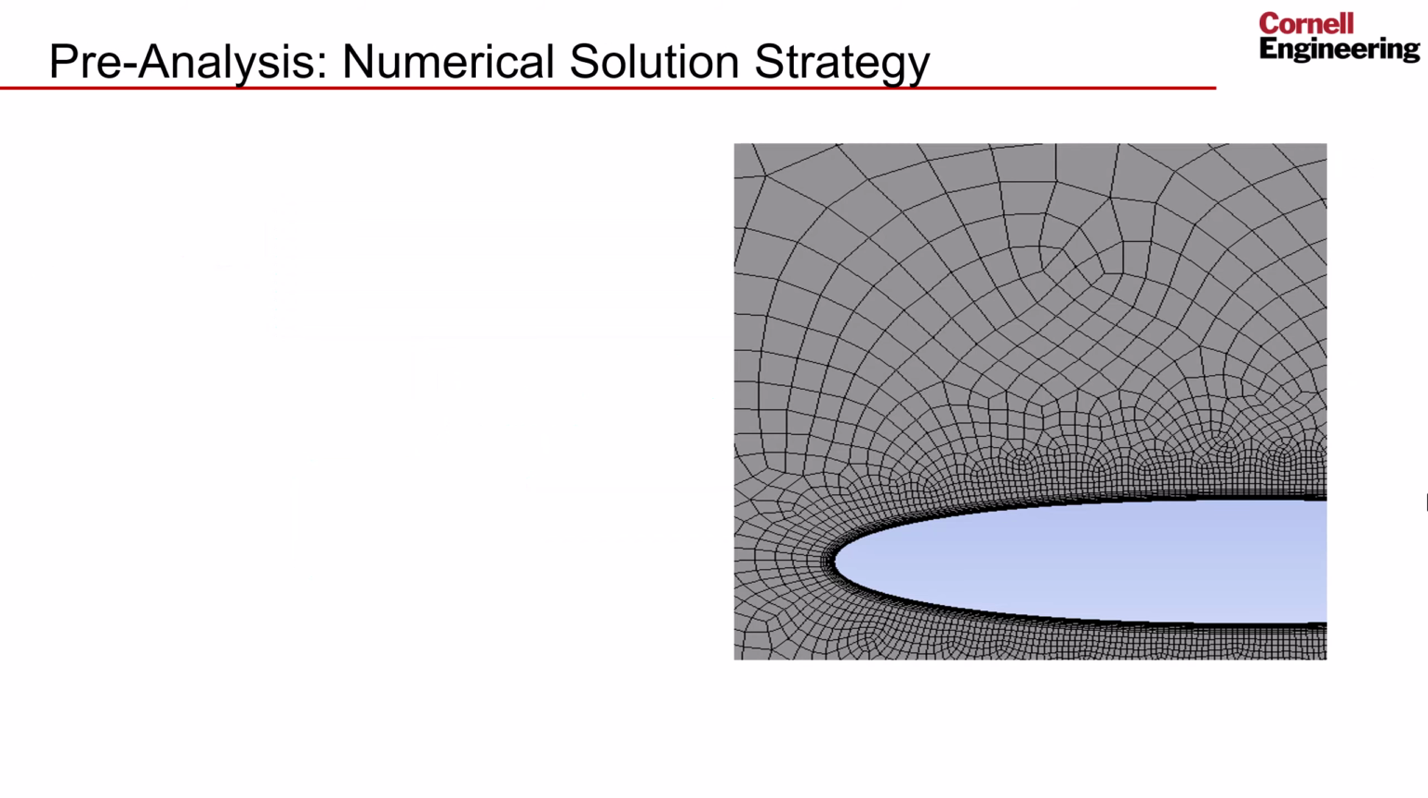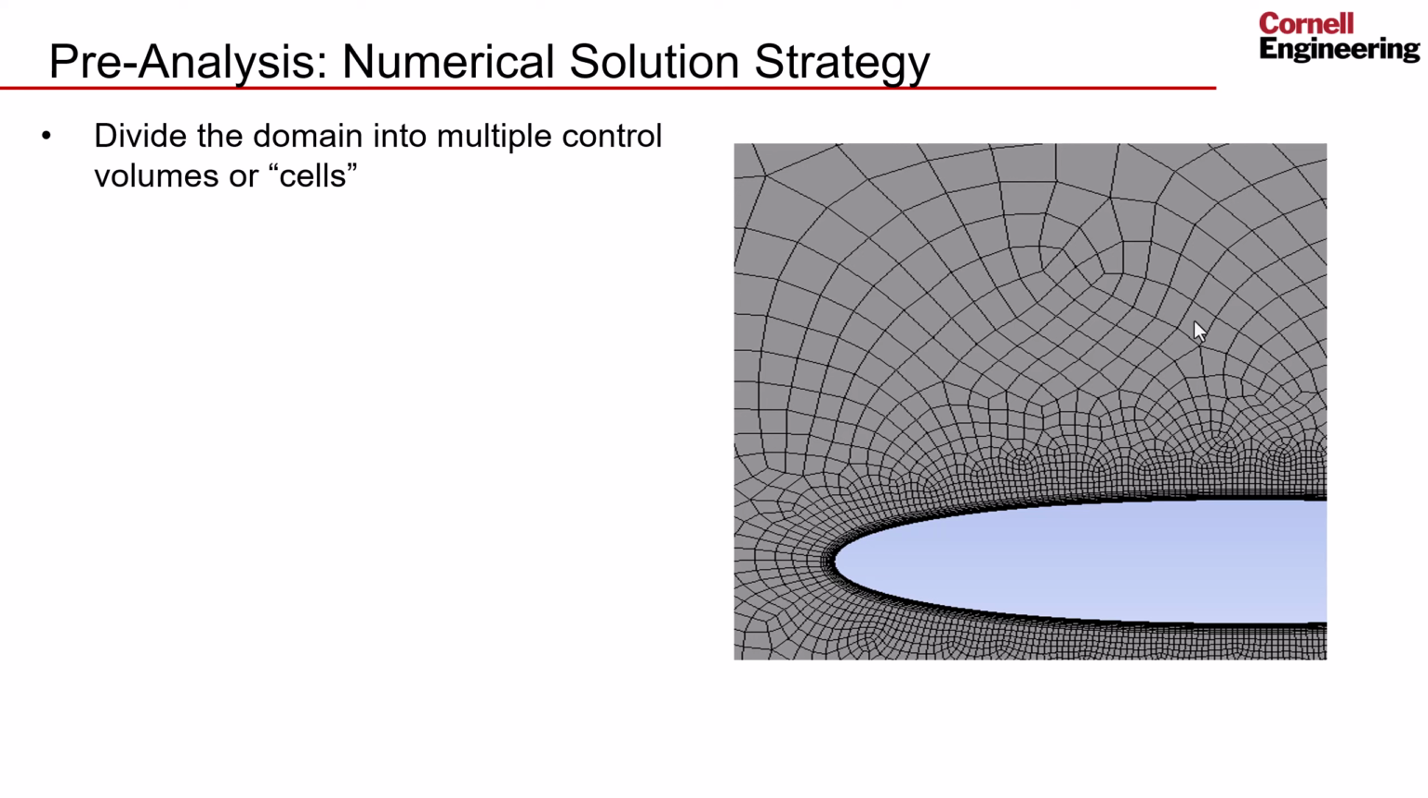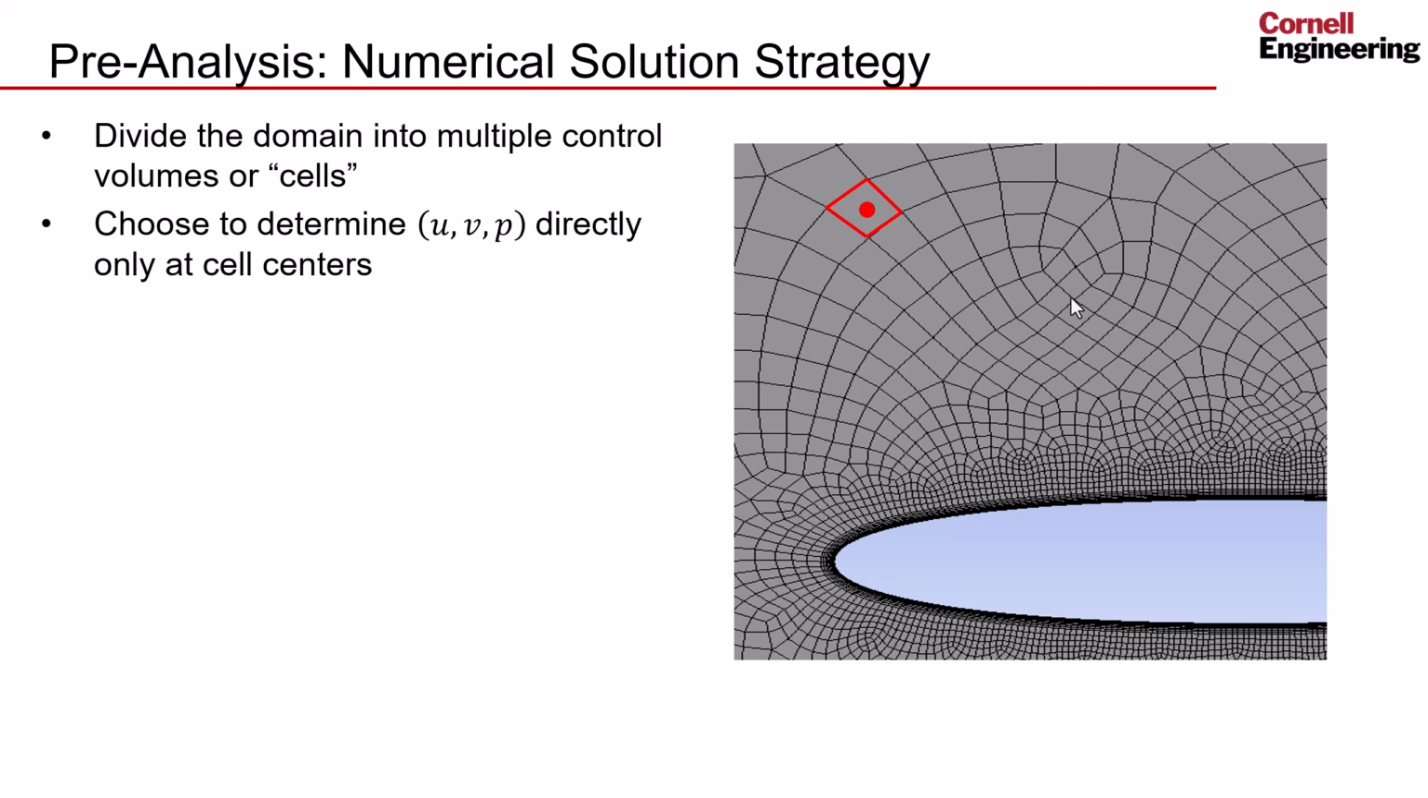To begin this process, we need to divide the domain up into multiple control volumes or cells. This image shows a photo of a sample mesh around the airfoil, with each of these boxes being a unique control volume. From this, we will determine values of the unknown functions u, v, and p at the center of each of these cells. This value will be an approximation of the average value of the cell.